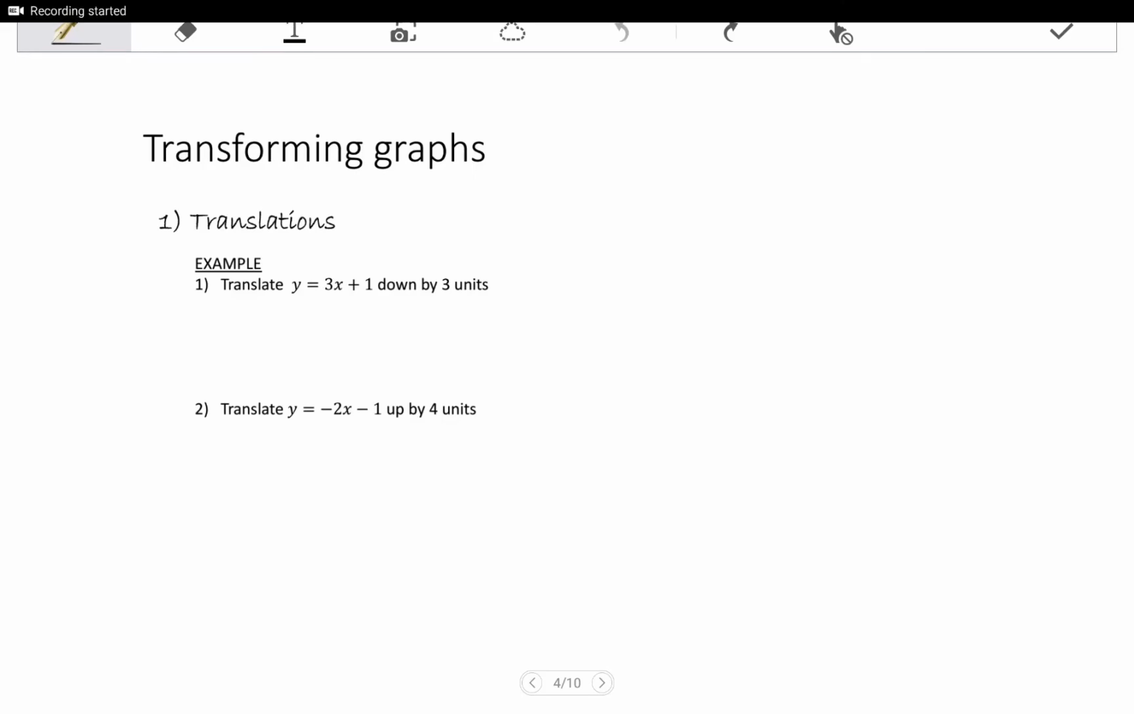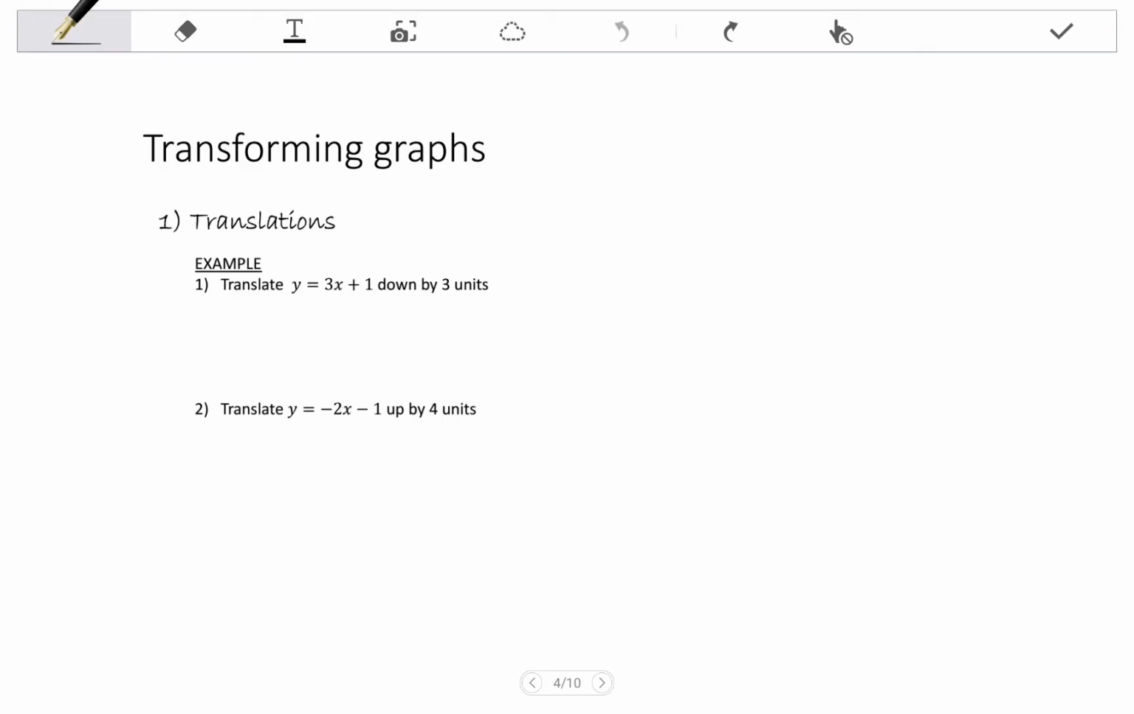In this video, we are going to look at linear graphs and specifically transforming those graphs. And then we will revise increasing or decreasing concepts and domain and range. Okay, so transforming graphs. Transforming refers to translating a graph or reflecting a graph. So let's look at translations first.